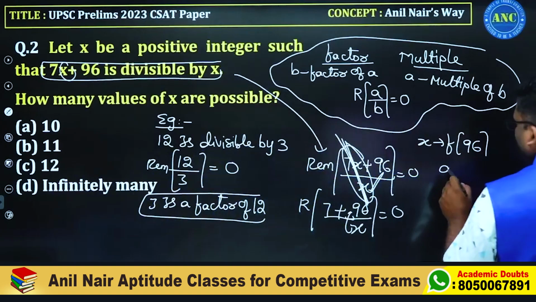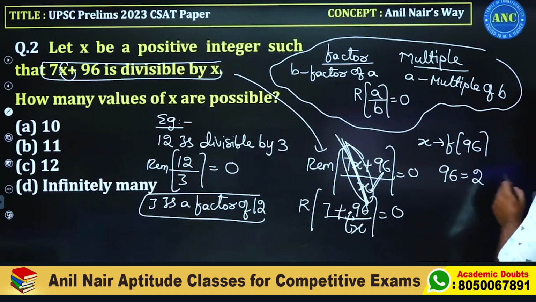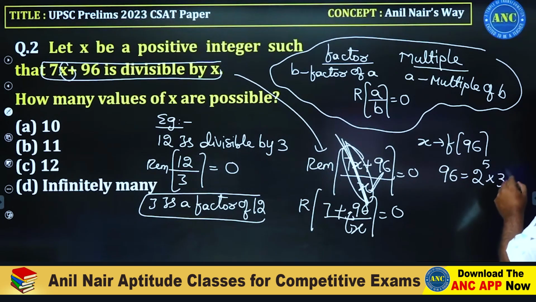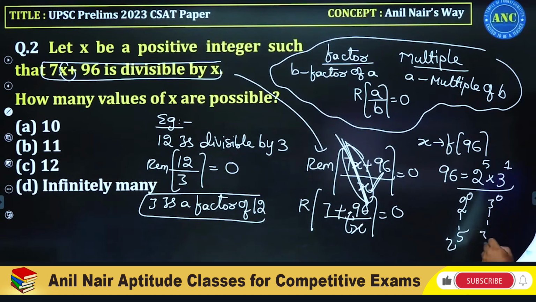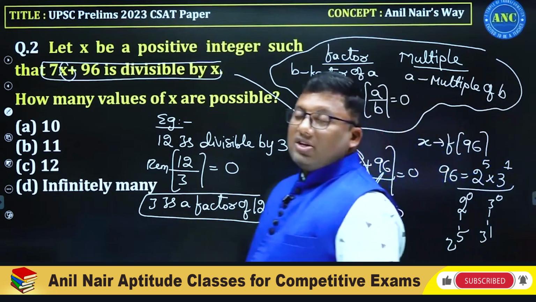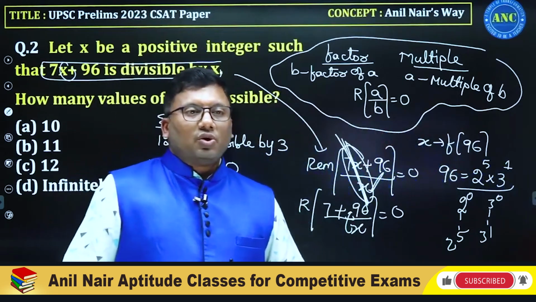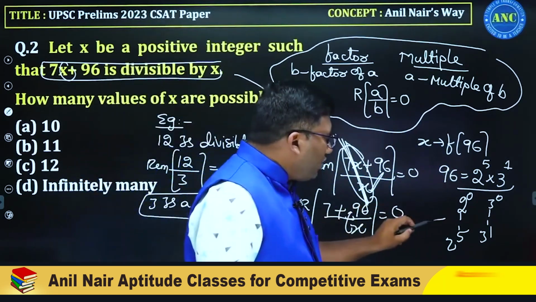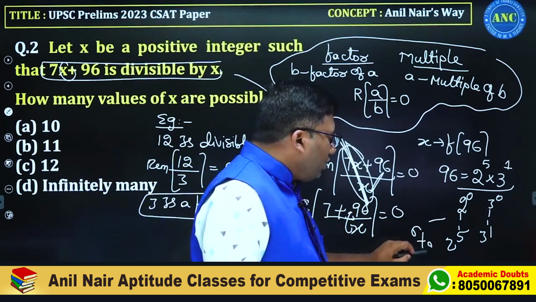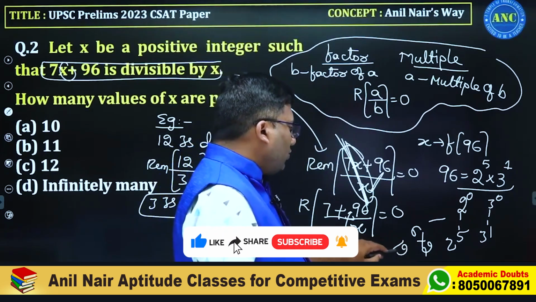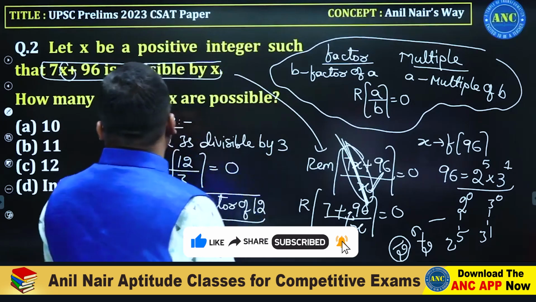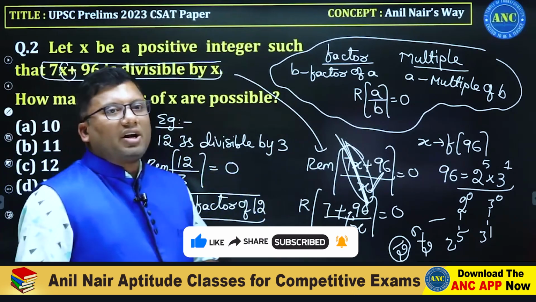How to find the factors of 96? Any composite number, write it as a power of prime bases: 2 power 5 into 3 power 1. How to find the factors? 2 power 0 to 2 power 5, and 3 power 0 to 3 power 1. Take all the powers of a single prime base starting from 0 to the highest power. 0 to 5 is 6 cases, 0 to 1 is 2 cases. So this will be 6 into 2, 12. The answer will be the number of factors of 96.